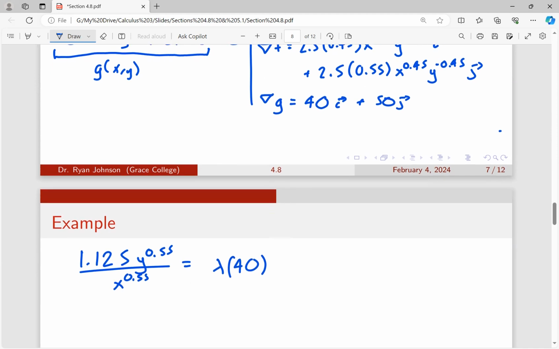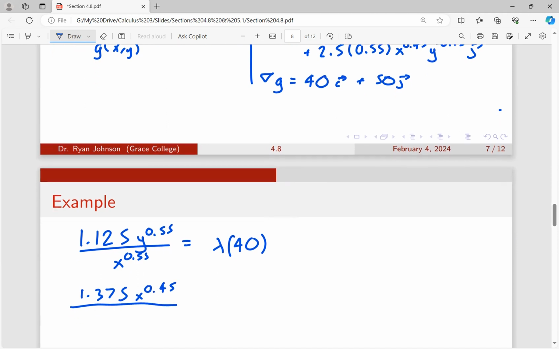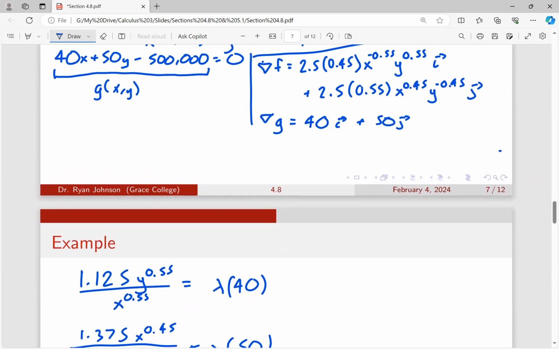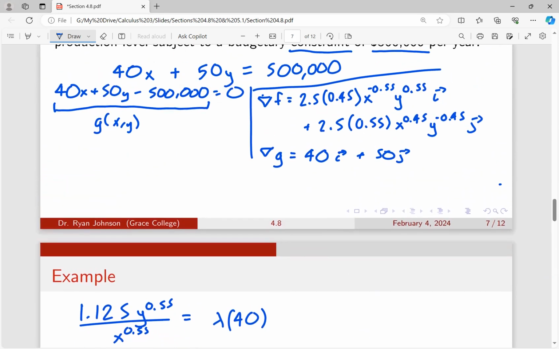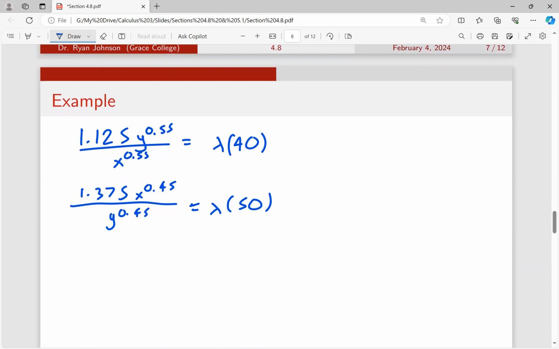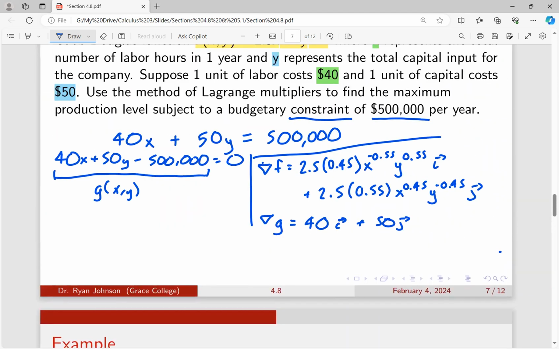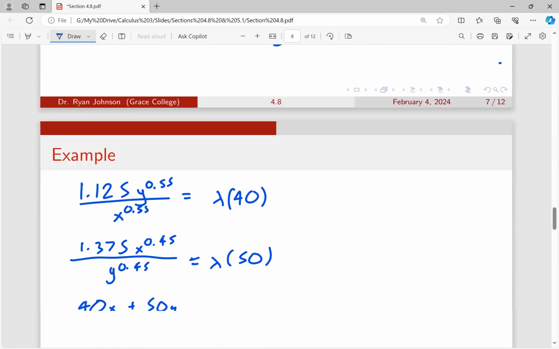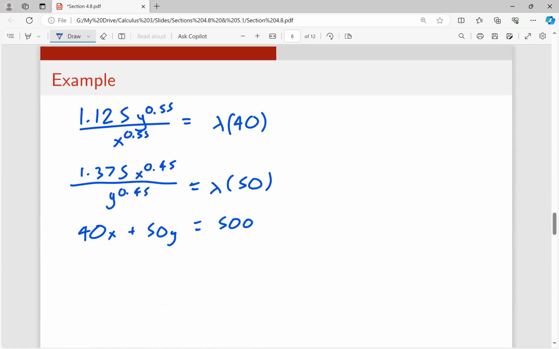Also, if I do 2.5 times 0.55, I get 1.375. So 1.375 times x to the 0.45 over y to the 0.45 equals lambda times 50 for the j component. And then I have as well 40x plus 50y, and I could use the form minus 500,000 equals 0, but I'm going to use the original form, equals 500,000.